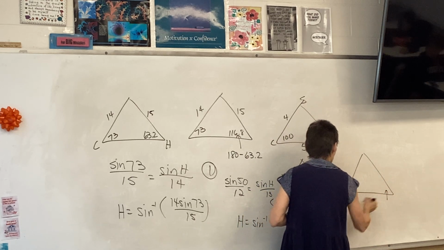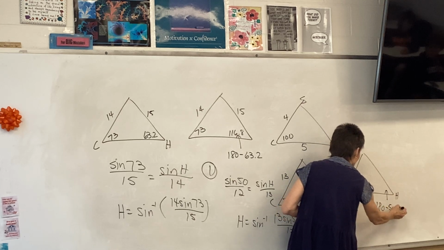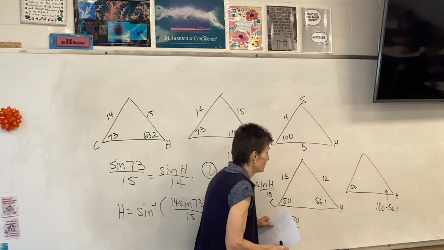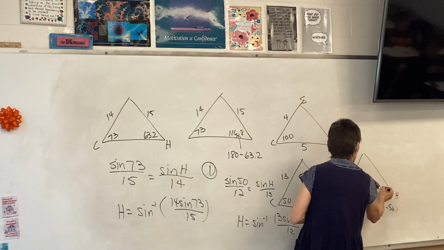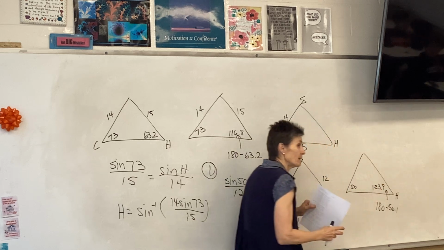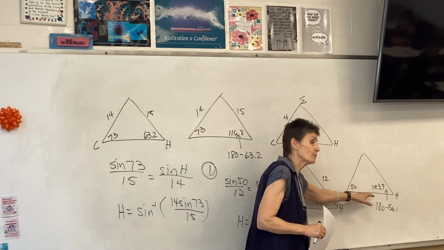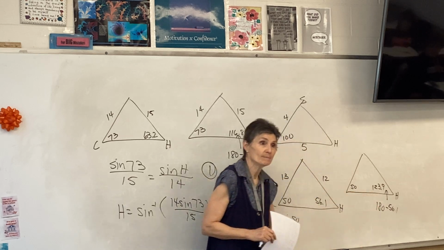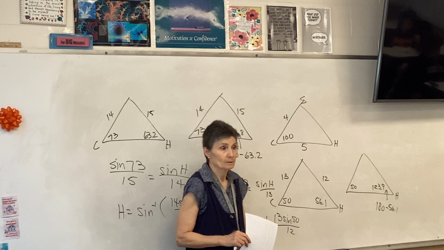this angle right here, this angle H, would be 180 minus the first one, 113.9, which is 123.9. Can these two exist in the same triangle? Yeah. So therefore, there are two.